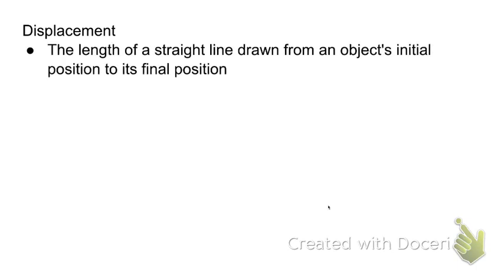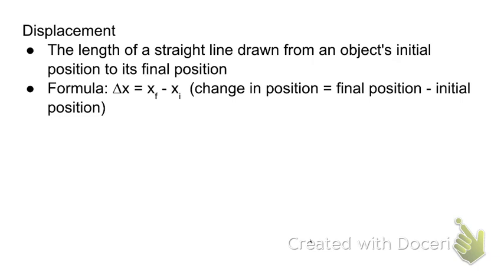Displacement is something we're going to be measuring, and it's the length of a straight line that's drawn from an object's initial position to its final position. We use the formula change in position equals final position minus initial position to solve for this. Okay.